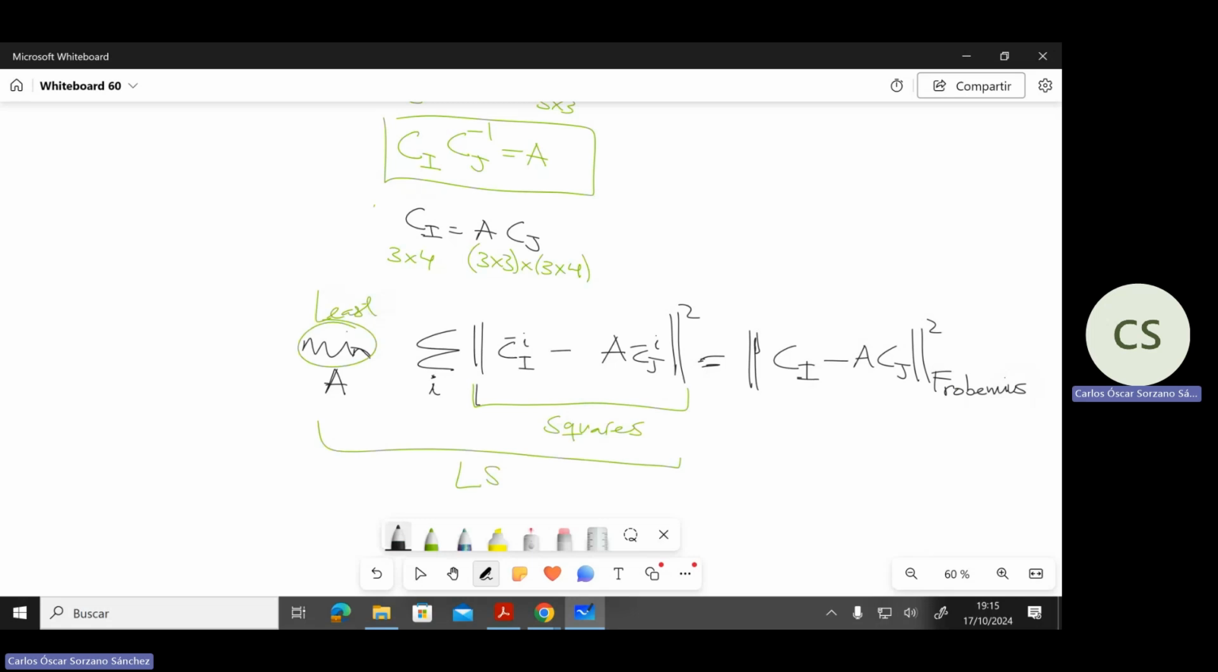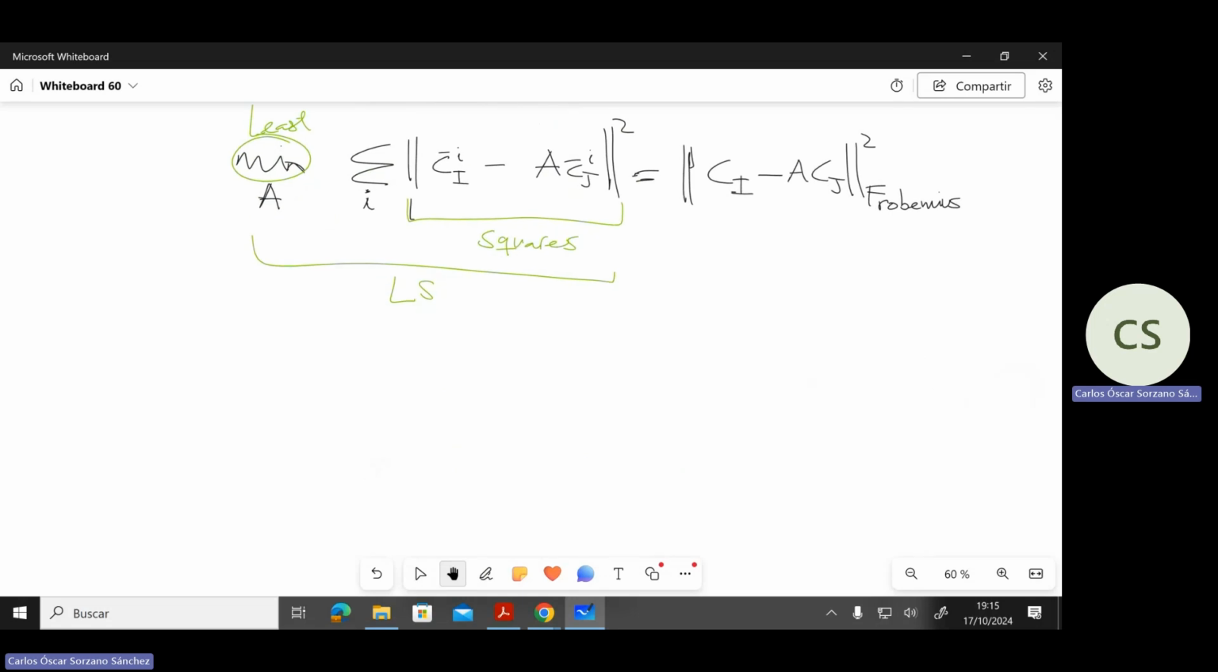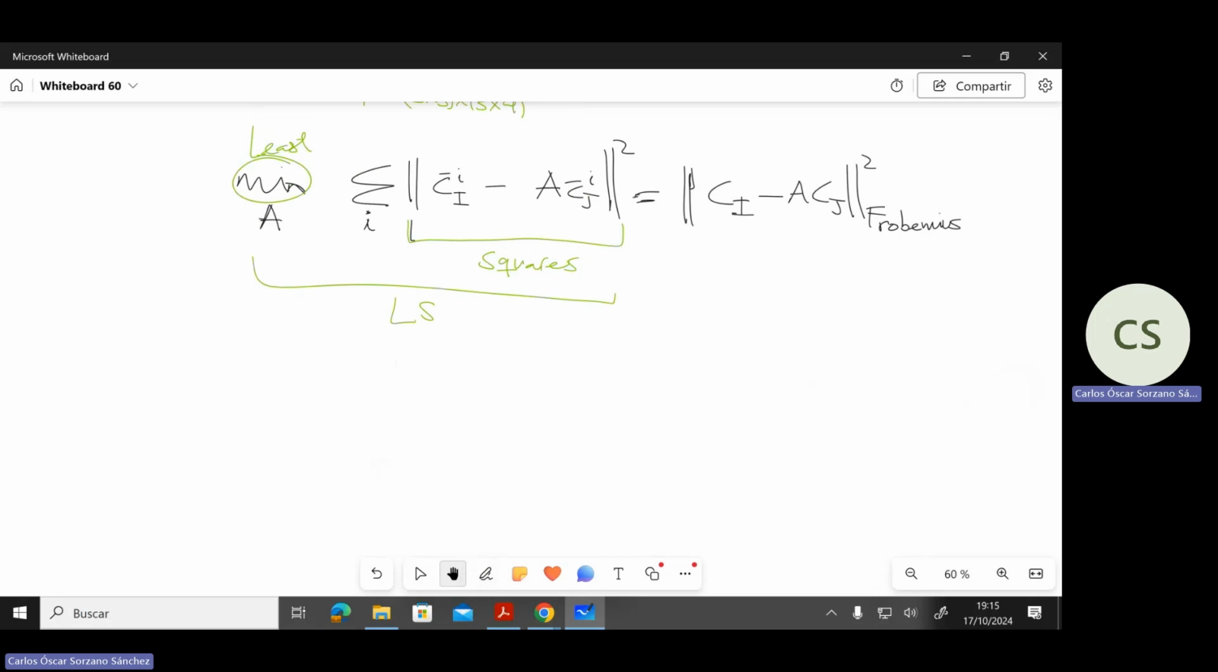Okay, now the solution is in the slides, but I will give you an easy way to calculate the solutions. And the nice thing about this solution is that it makes you think about matrices in a very nice way. So let's start with this. We want C_I, this is a matrix, to be approximately equal to A C_J. Okay, we have the sizes. Let's say that we have P pairs. So this is 3 times P, this is 3 times 3, and this is 3 times P.